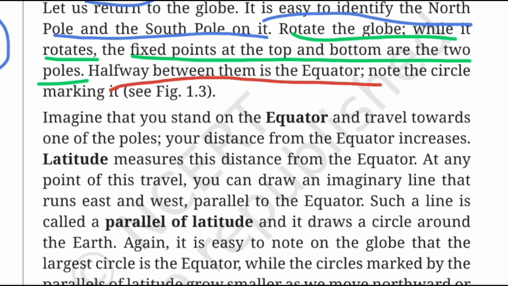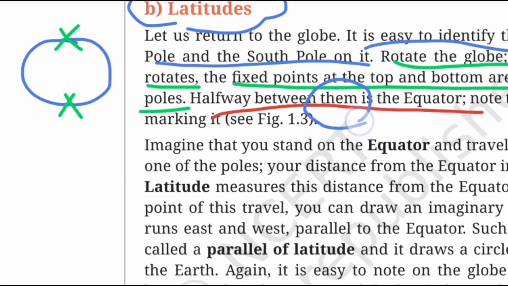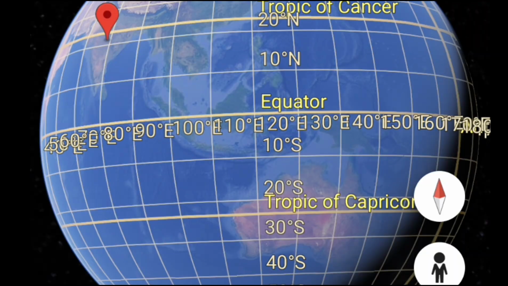Halfway between them is the equator. Here "them" means the North Pole and the South Pole. So between those there is an equator. Equator is a line just like this. Actually, this is not a line, this is a circle. That particular circle encircles the earth. It will continue at the back side like this, and it's a continuous line. I will show it on the globe also. Now you can see an equator, isn't it?